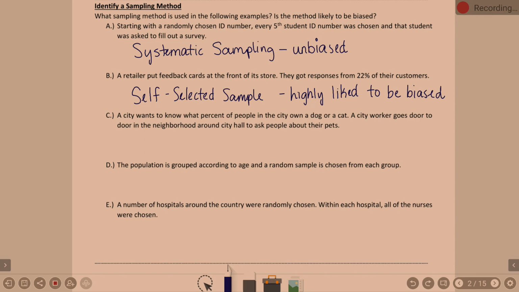Okay. So, as she said, it's a city worker. They're going door to door around City Hall to ask people about their pets. One neighborhood, not necessarily a mixed population there, right? And so, with that in mind, it might have more of a general same concept there. So, I would agree. Convenience sample.